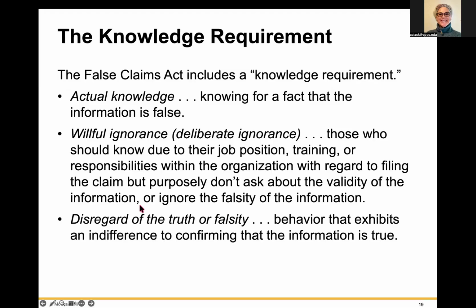So why does this matter? The FCA does not reward ignorance. You cannot, as a coder, protect yourself by saying, I didn't know this, if your job requires you to verify accuracy and you've ignored those warning signs. So what's a professional standard? You want to verify documentation support, follow edits, follow payer rules, and appropriately fix patterns. You don't repeat them. You want to escalate when something feels off.